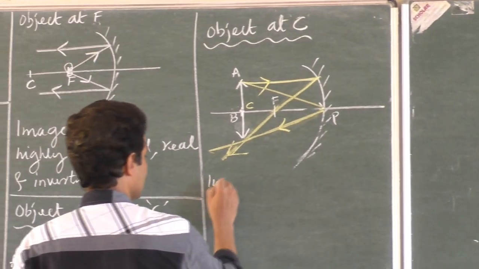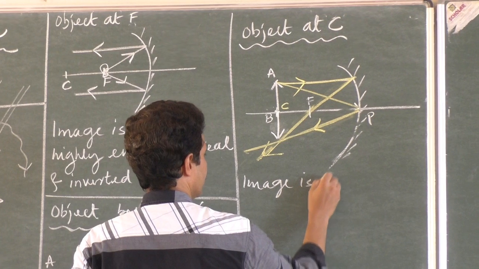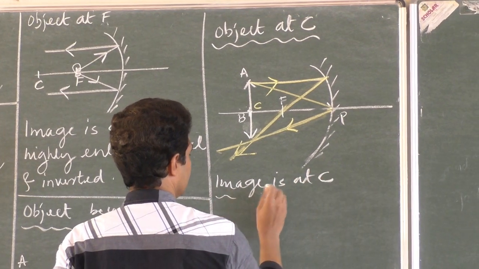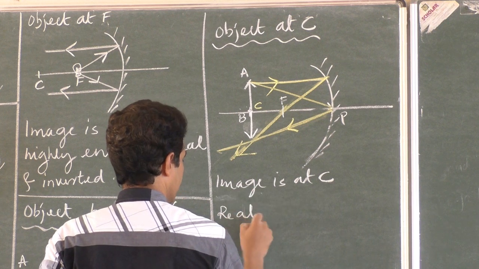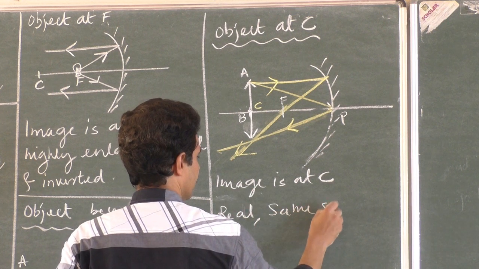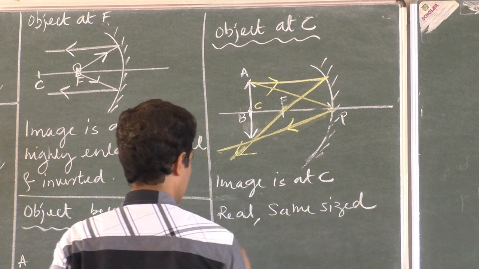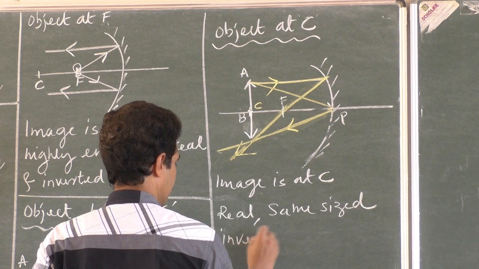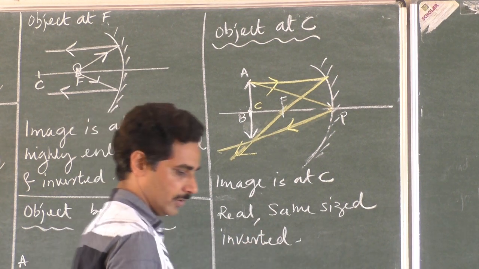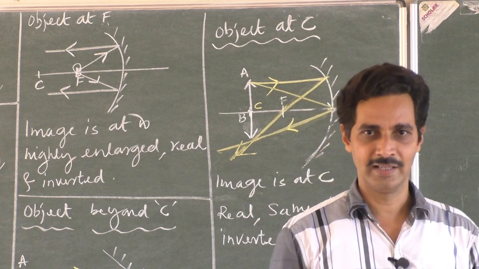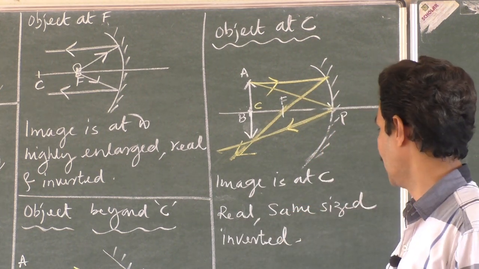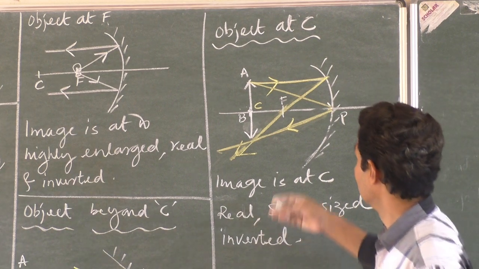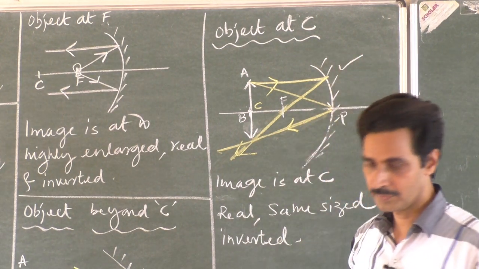So the image is at C, and it is real, same sized and inverted, right? So when the object is at the center, the image is also at the center, same sized, real and inverted, and only a concave mirror can form these images.